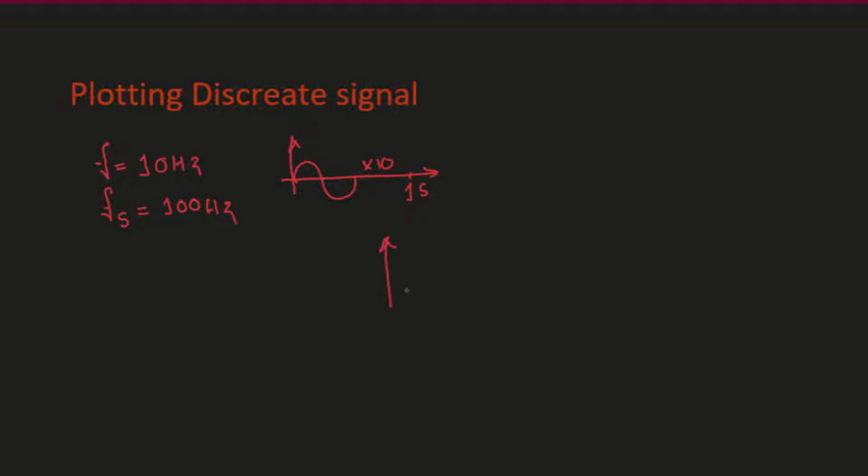Okay. So when I say I'm plotting a discrete signal, my x-axis will be n. Since these are all discrete samples, this n will be an integer. And the y-axis will be x of n, and here I am plotting a sinusoidal wave, so it will be sine of 2 into pi into f by fs into n.